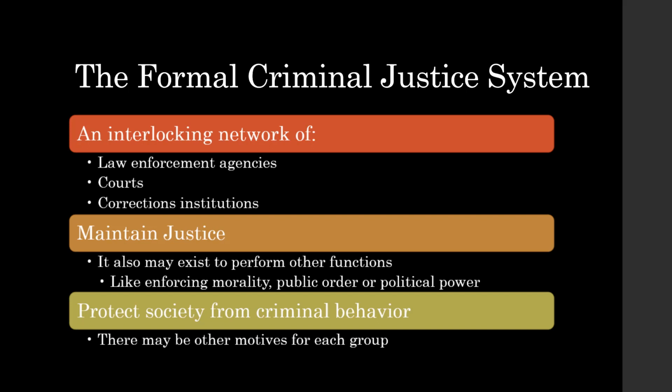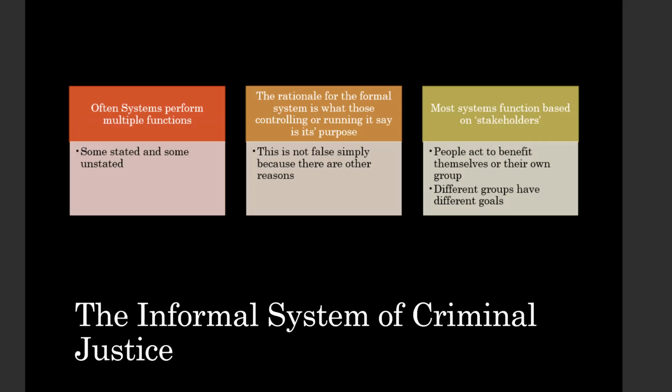So police, courts, jail. Now, they exist to maintain justice, but they exist to perform other functions as well. Like maybe they enforce public morality, maybe they enforce public order, maybe they establish political power. They certainly protect society from criminal behavior, but they do other things as well. These other things are called the informal system of criminal justice.